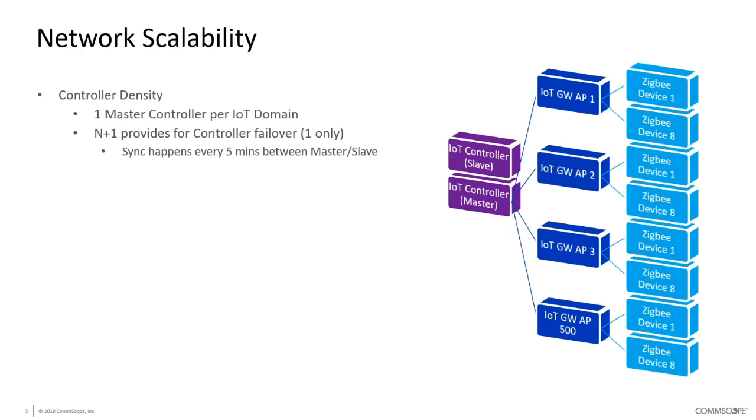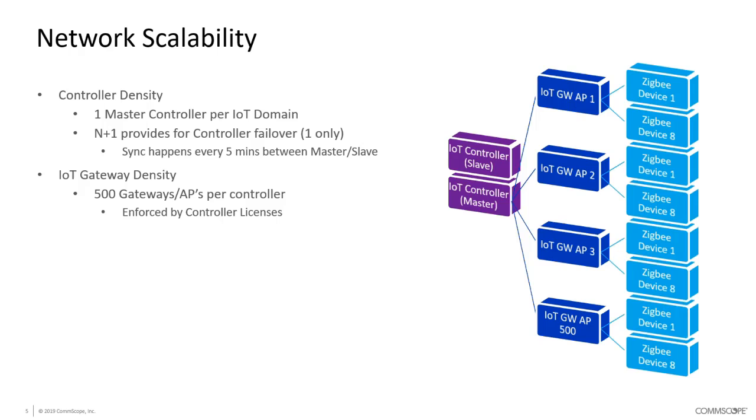So one of the key things to look at is the controller density. You have an IoT controller, but do you have a backup controller? We call it N+1. It's the ability so that if one of the controllers goes down, the other one can take over the function, so your IoT network doesn't go down. And you make sure that those two are constantly synchronized and up to date between each other.